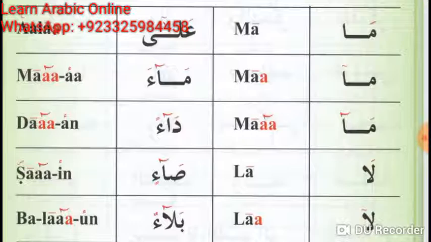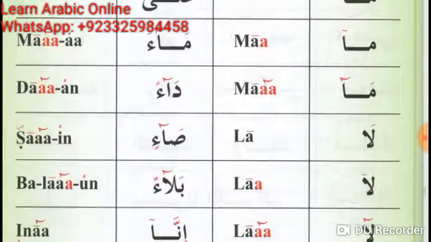Okay, so mim alif fata, ma. And then mim alif mada, small mada. This time small mada. Okay, small mada, ma. Mim small fata, alif big mada. This is just fata. Mim fata alif mada, ma, four times. Okay, mim fata alif mada, ma.